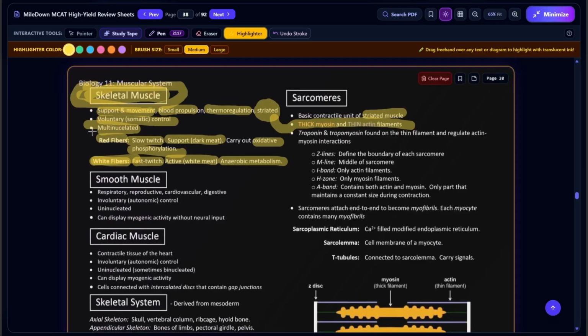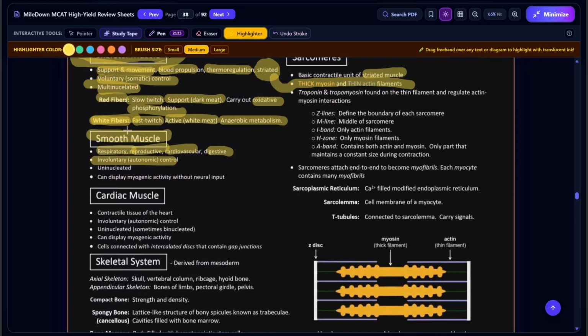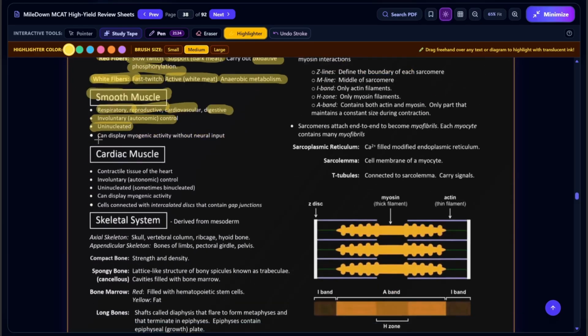So skeletal muscle is just one type, and then you also have smooth muscle, which is for respiratory, reproductive, cardiovascular, digestive, and it's involuntary. So your skeletal muscle is voluntary, whereas your smooth muscle is involuntary, or also known as autonomic. It's only uninucleated. It's not multinucleated, like your skeletal, and it can display myogenic activity without neural input.